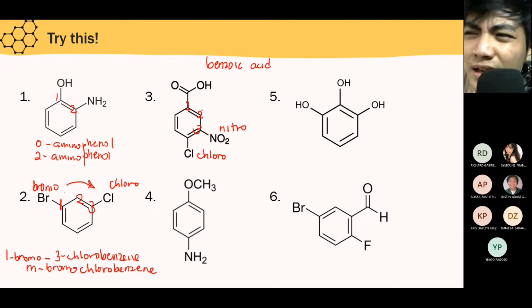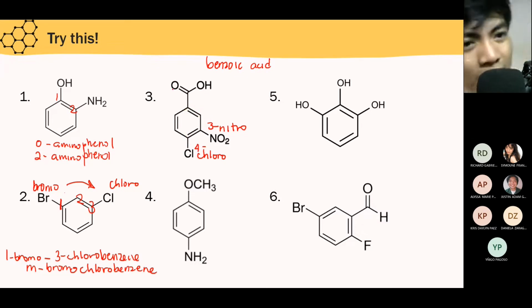Kasi kapag nag-clockwise ka, yung substituent ay number 3 yung kanyang number. If you do it counterclockwise, ang substituent ay 4 ang number. So, doon ka sa 3 kasi mas mababa yung 3 kaysa sa 4. Just like your alkanes. So the nitro is in the 3rd carbon. The chloro is in the 4th carbon.